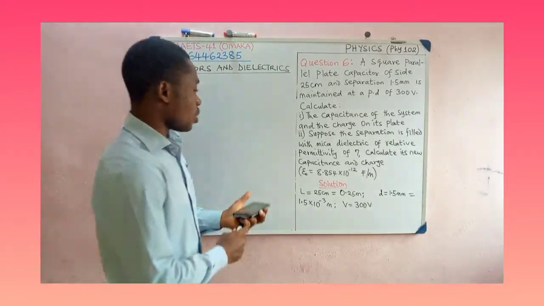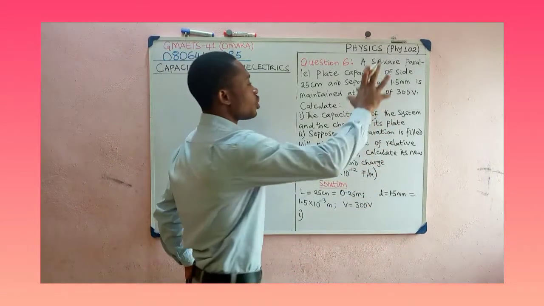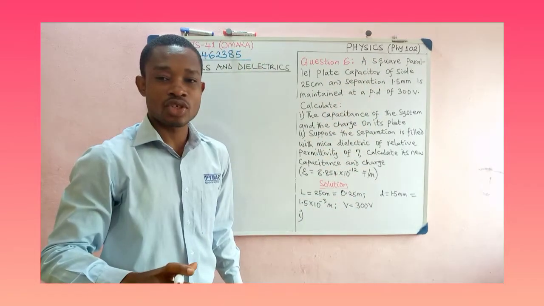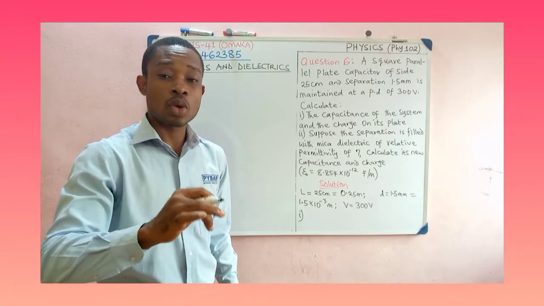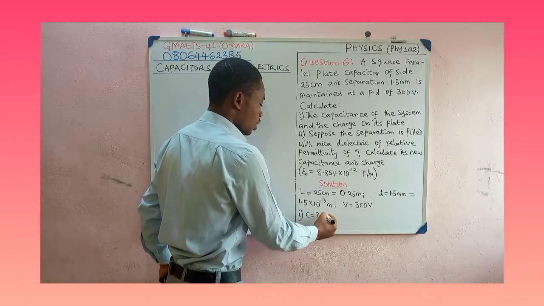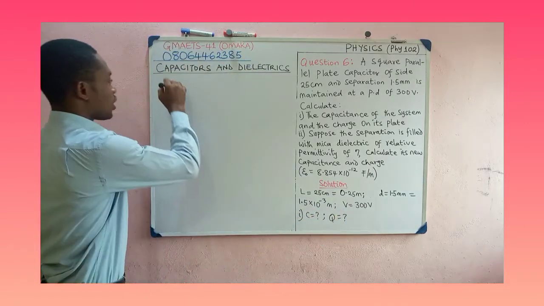So, to get our capacitance under this condition, in the first case, of course, you know there is no dielectric medium mentioned in the first case of the question, and so it means we're going to take it as what? Vacuum. So we are looking for capacitance, we don't know. We are also to get a charge, in that case, we don't know. First of all, let's seek for the capacitance.